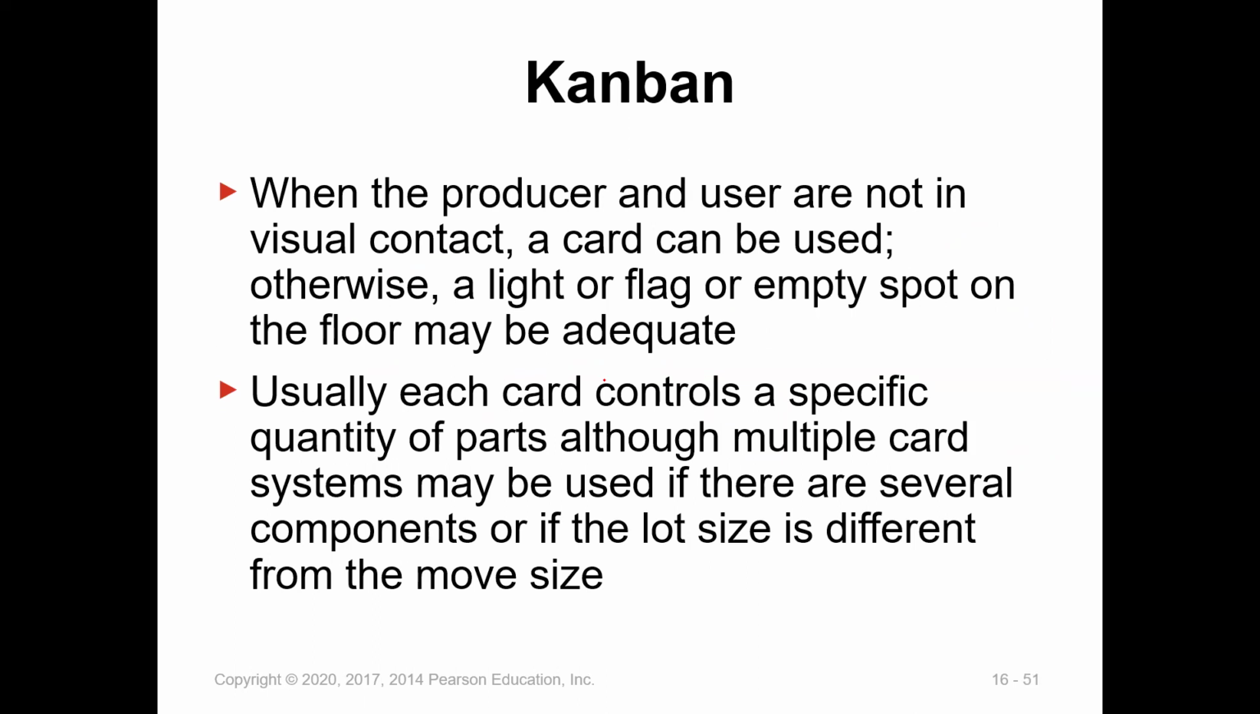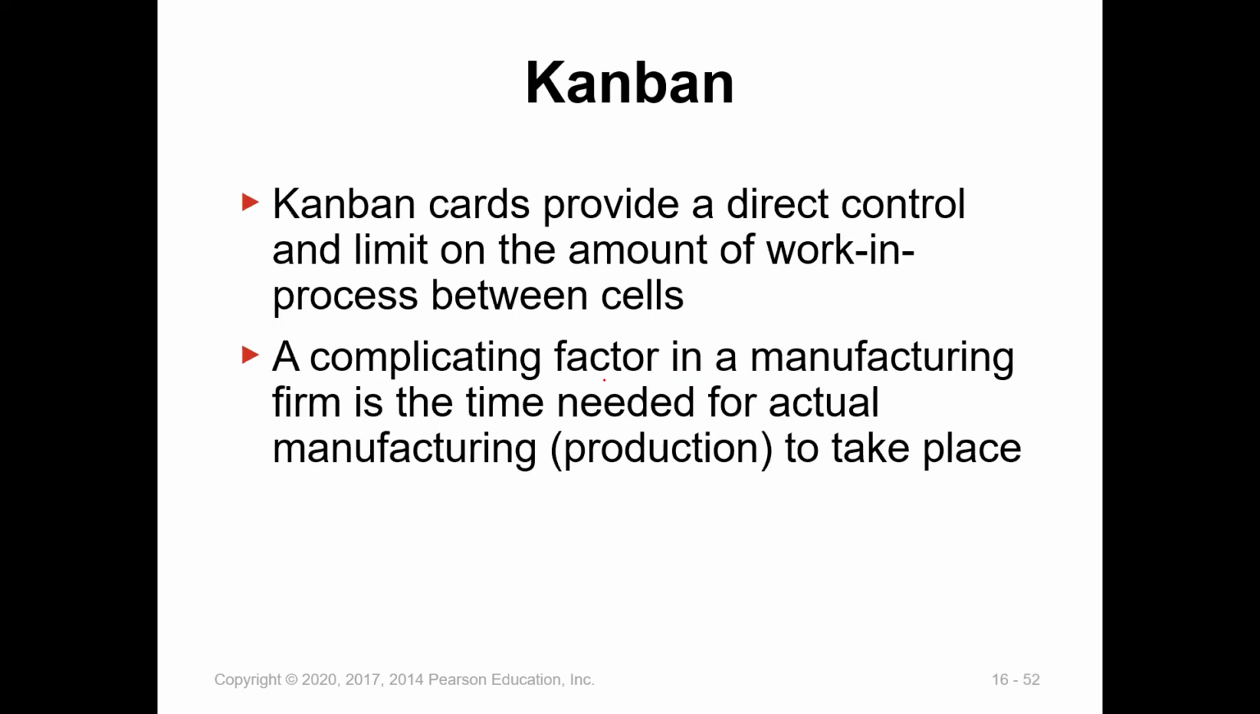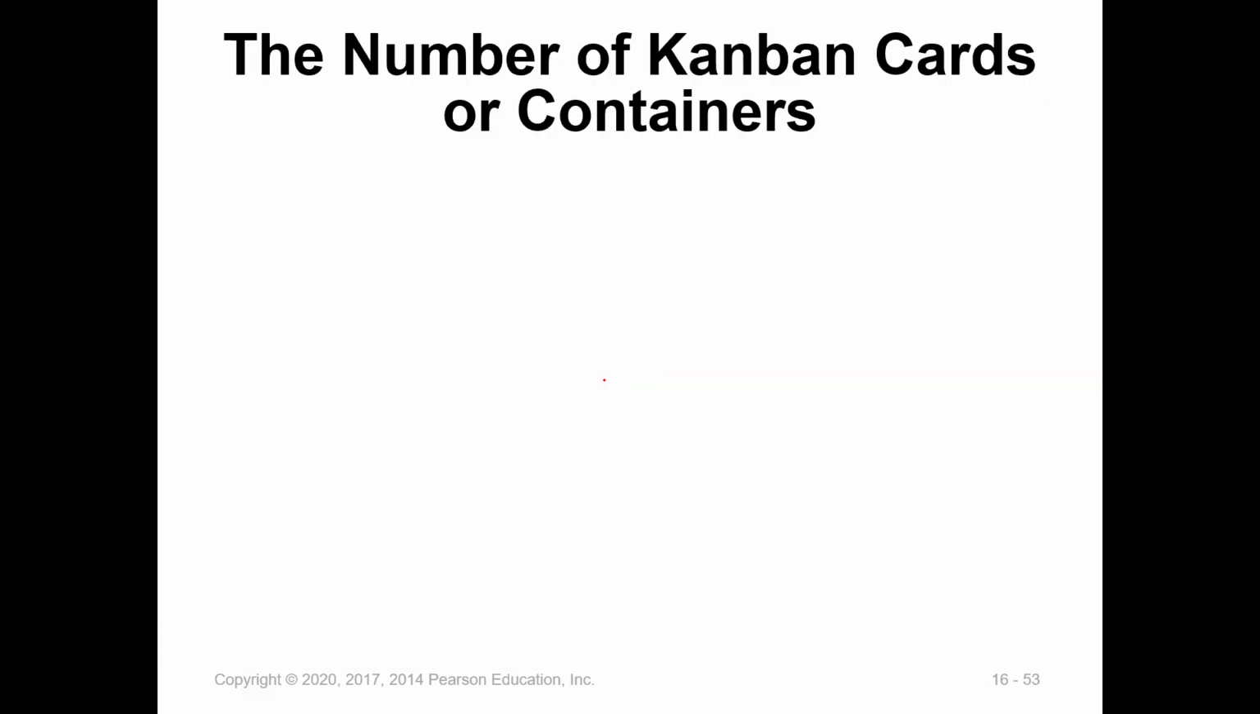When the producer and user are not in visual contact, a card can be used. That's the goal. Otherwise, they use a light. Of course, the manager, if he's sitting on his computer, should receive a signal that part Z is short now. We need to provide the line with more of that part. Usually, each card controls a specific quantity of parts, or a multiple card system may be used if there are several components on the lot. Kanban cards provide direct signals, as we mentioned, and it depends on the situation.